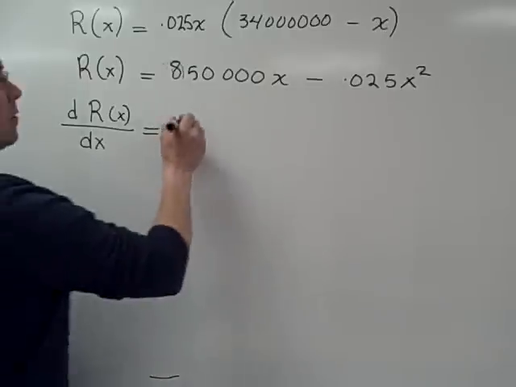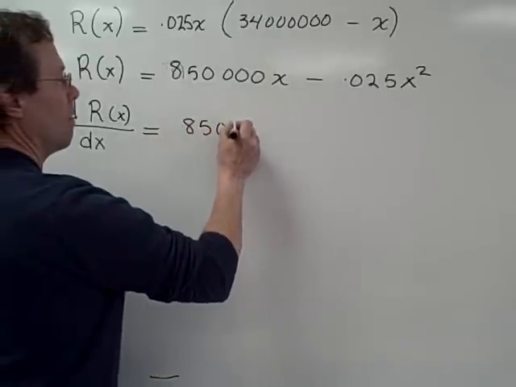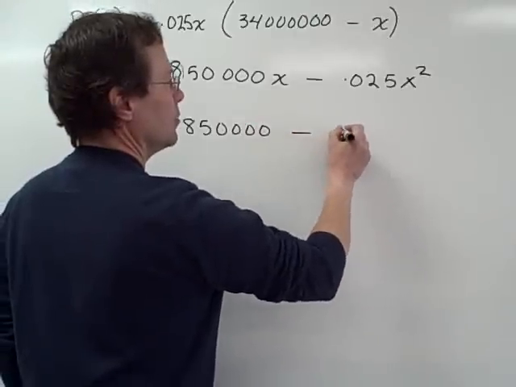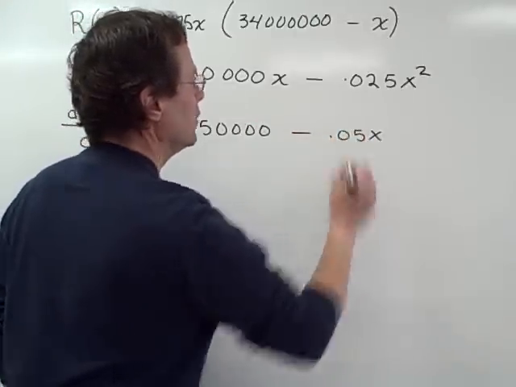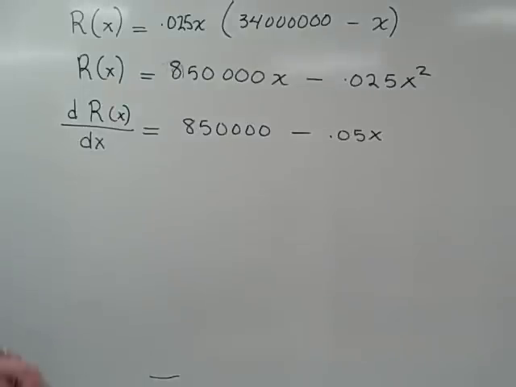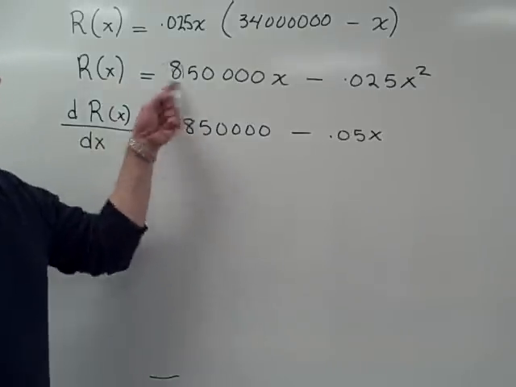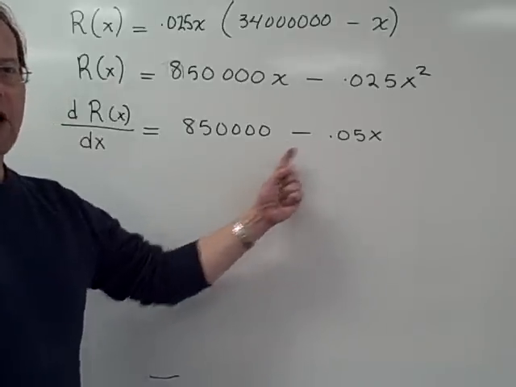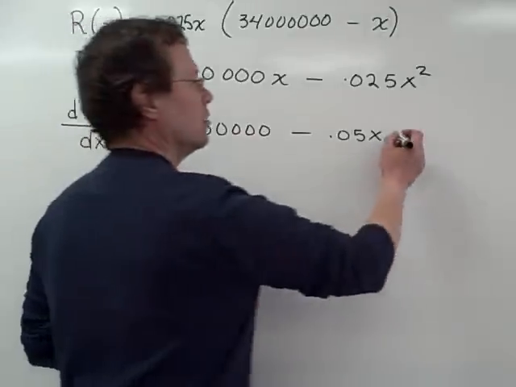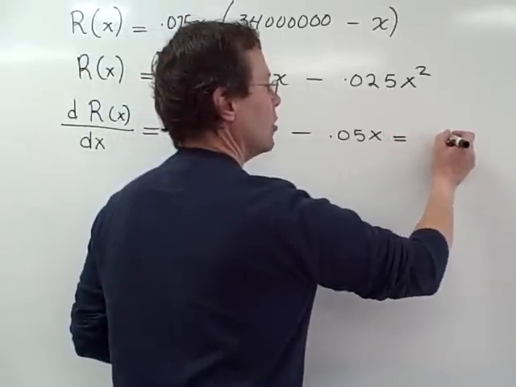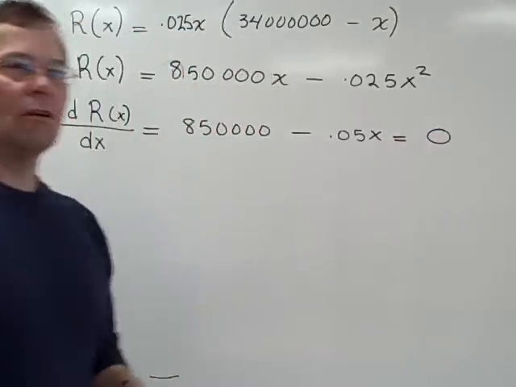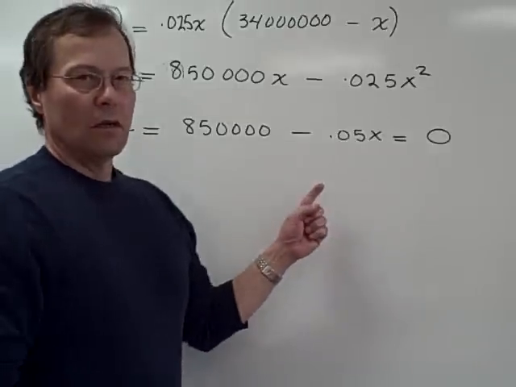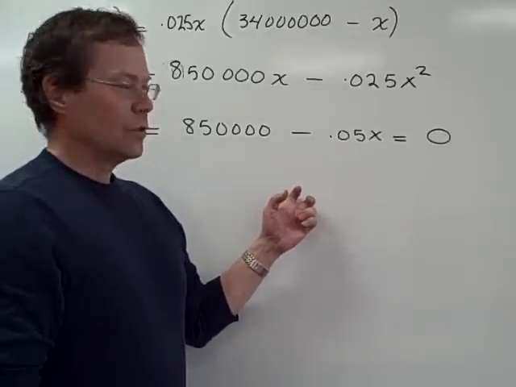That's 850,000 minus 0.05x. That is the slope of the previous equation. We are looking for a maximum, and a maximum occurs when the slope becomes 0. Solving for x.